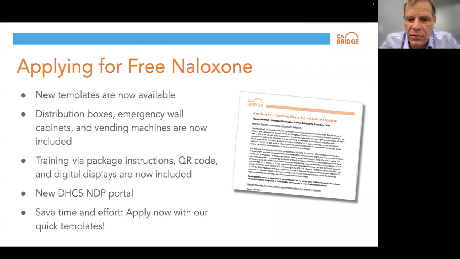When you're applying for free naloxone, you now can use new templates. These have just been updated. If you have not downloaded the new set of templates as of this week and you have an old version, I would recommend that with your next order you re-download the templates and fill out the current version, because the current version covers distribution boxes, emergency wall cabinets, and vending machines. All are now included in the new version of the standard operating procedure template. Your policy documents that you are required to submit when you apply to DHCS, and we provide those downloadable templates, are now up to date with everything we talked about in this presentation. And the description of the training, just using the package instructions or a QR code or digital displays, has also been updated.